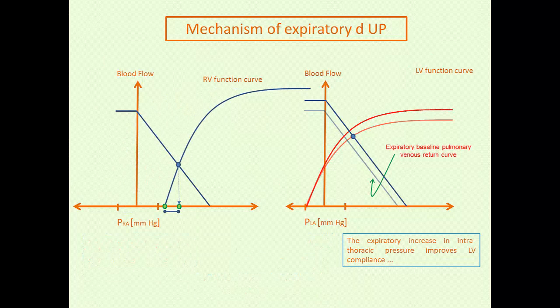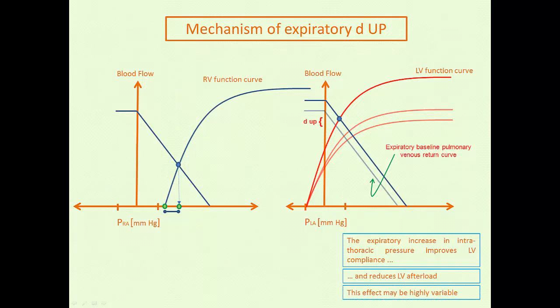So during expiration, there's a drop in your right ventricular preload, and this tends to shrink your right ventricular cavity, improve your left ventricular compliance, and actually lower left ventricular afterload. So during expiration, there's a number of reasons why your left ventricular cardiac function curve is shifted up and to the left. But this effect may be highly variable.